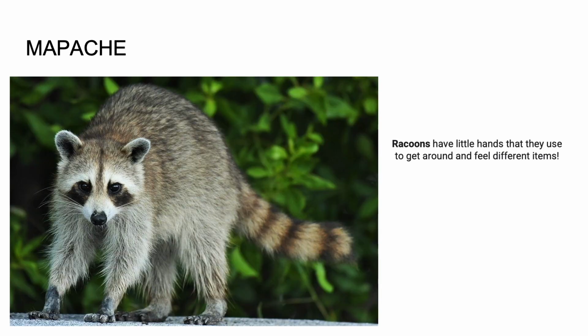Next, we've got mapache. I'm sure you've seen some mapaches running all around. And an interesting fact about raccoons is that raccoons have little hands that they use to get around and feel different items. So that's what they use to feel their way around.